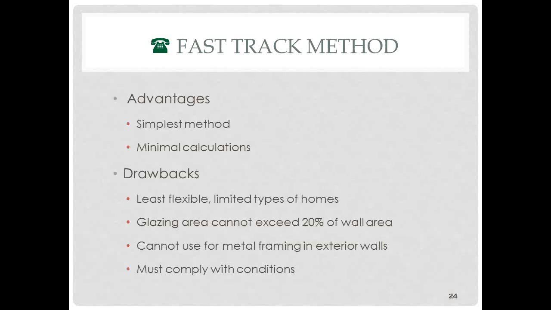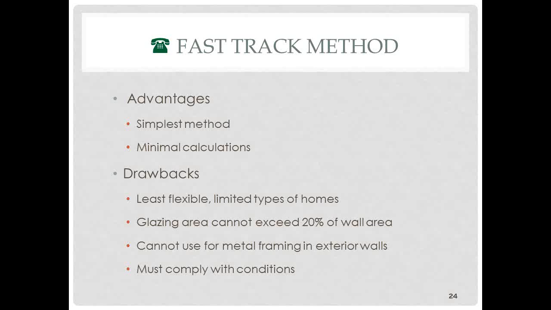The first one is the fast track method, and as I said before, this is essentially picking a package. This is the simplest method. It's the one where the builder needs to deal with the fewest amount of numbers. But the counter to that is that it's also the least flexible method. It's limited in the types of homes that it applies to. There are only so many packages, and so you may find that none of the packages applies to what you are intending to do.